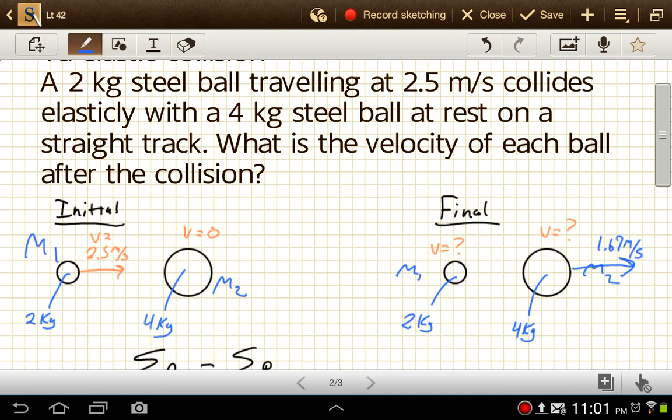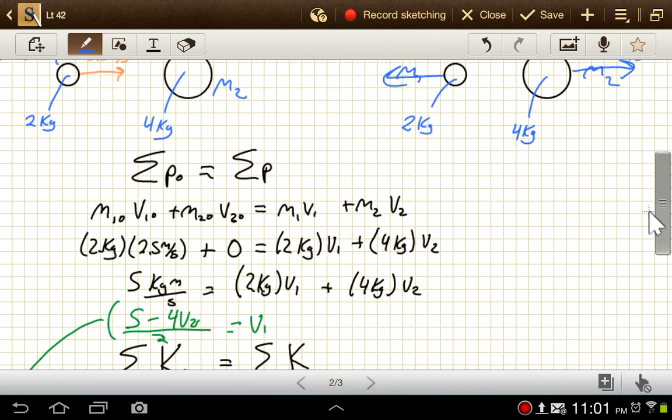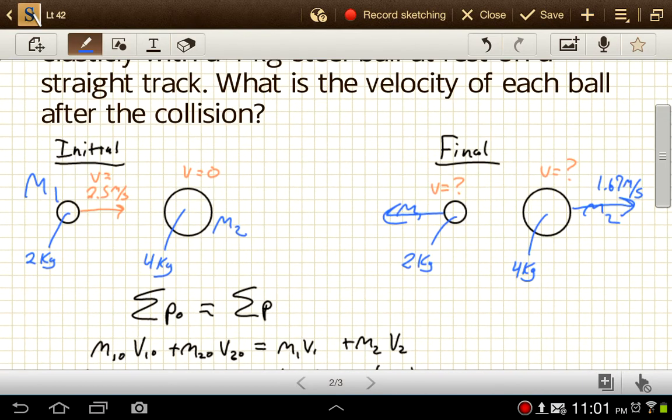And this one's going to be coming back the way it came at 0.834 meters per second.